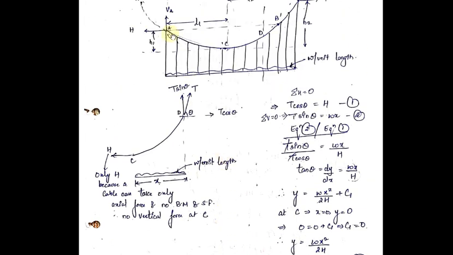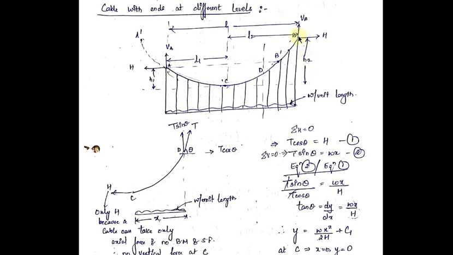Now at point A, we have taken the C point as origin. So at point A, x will be L1, and that is the distance of A point from the origin. And y is the vertical distance of A support from the C point, so y will be h1. Similarly, for B point, the horizontal distance, that is x, will be L2, and the vertical distance from the origin, that is C point, will be y equal to h2.